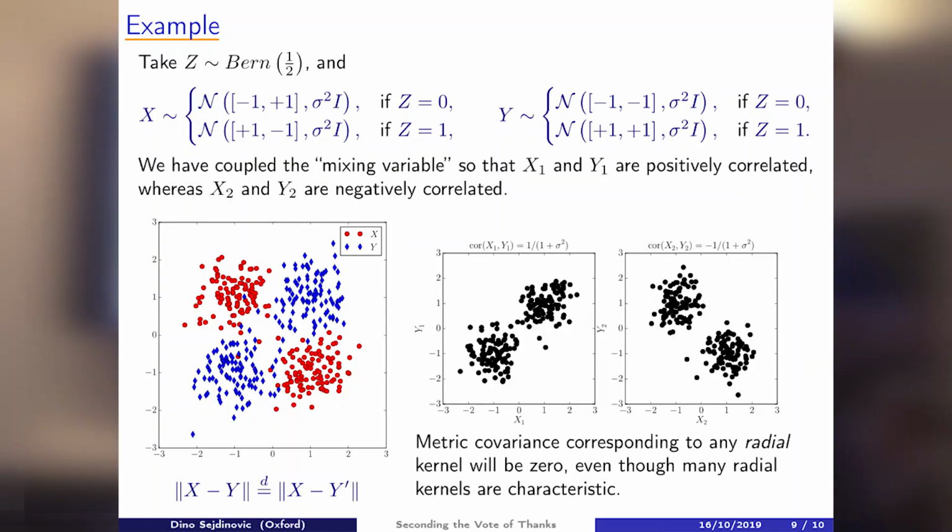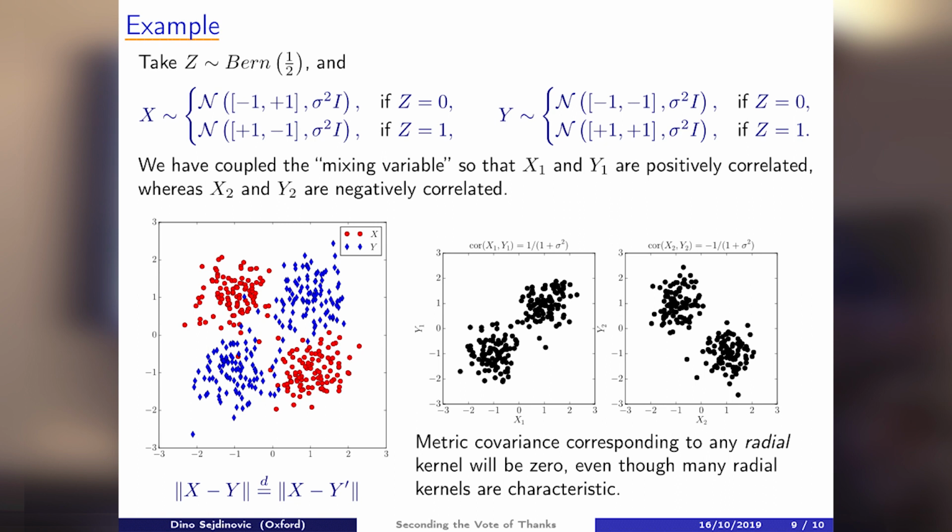Okay? And here's, I think, a more interesting example of where actually we can get metric covariance to be 0, even though there is a strong dependence between random objects. So again, we're just in R squared.